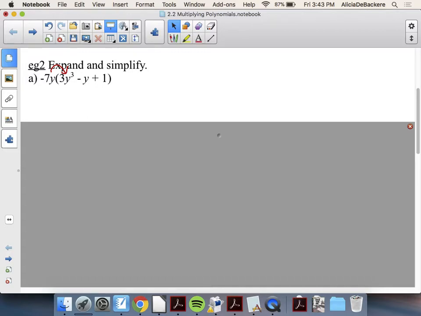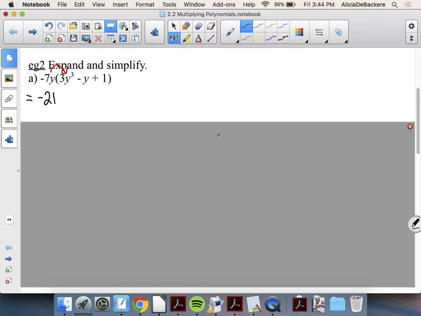To multiply these terms together, I have to multiply the coefficients first. My first coefficient is negative 7, the second one is 3. So I get negative 21 when I multiply them together. And then I multiply the variables one by one. Here there's only one variable, y.